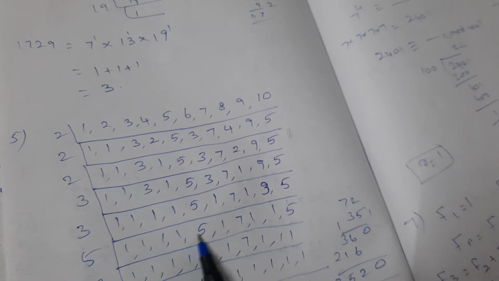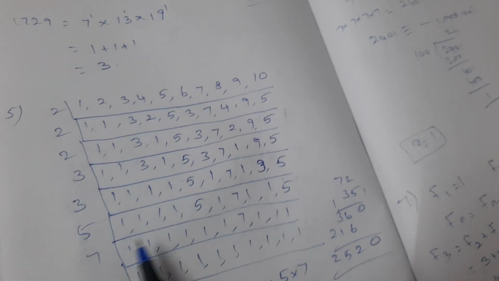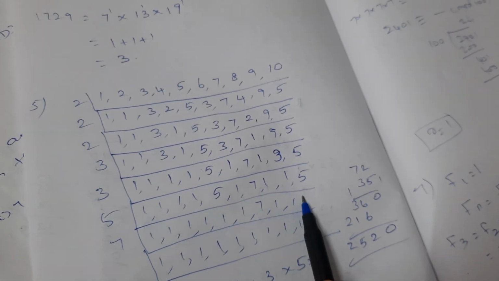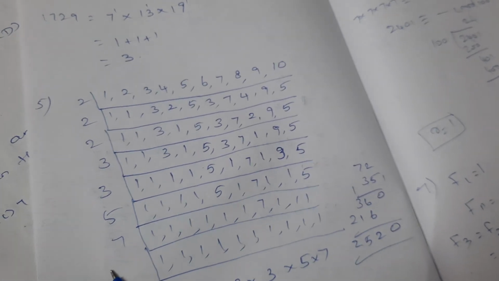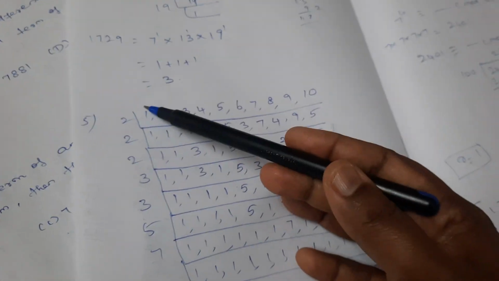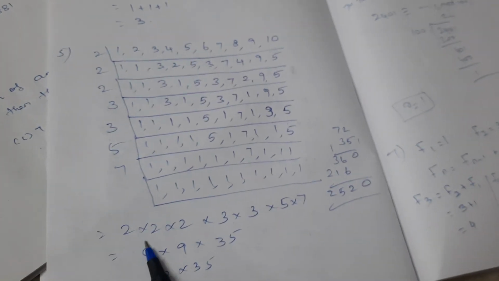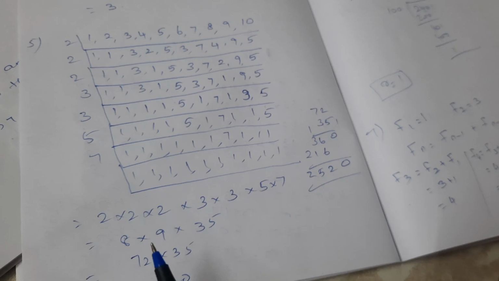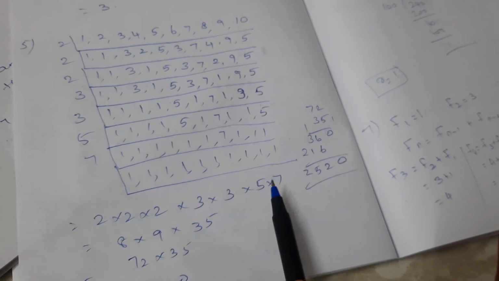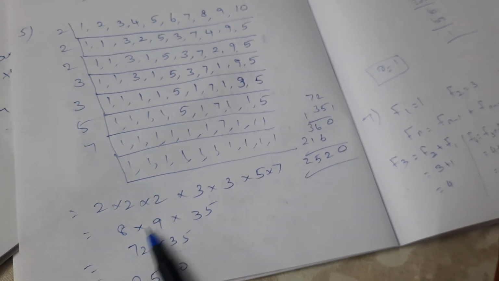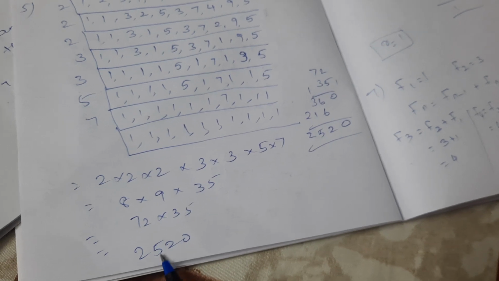Again 3, 1 three is 3. Again 5: 1 five is 5. Last one 7. So all are 1. These are the factors. So we multiply 2 into 2 into 2, 3 into 3, 5 into 7: 8 times 9 is 72, 5 into 7 is 35. 72 into 35 means the answer is 2520. So the answer is option D.